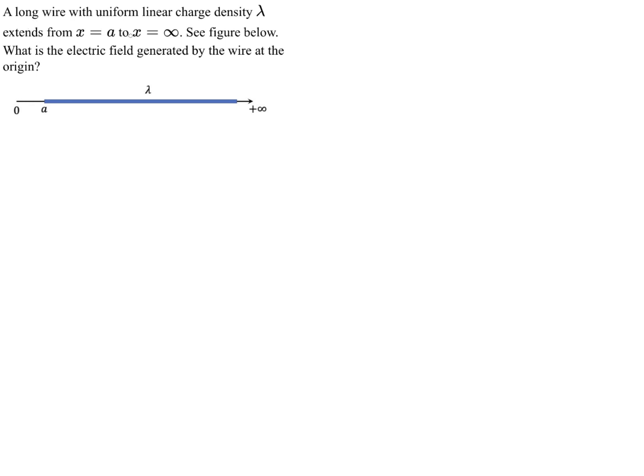A long wire with uniform linear charge density lambda extends from x equals a to x equals infinity. See the figure below. What is the electric field generated by the wire at the origin?